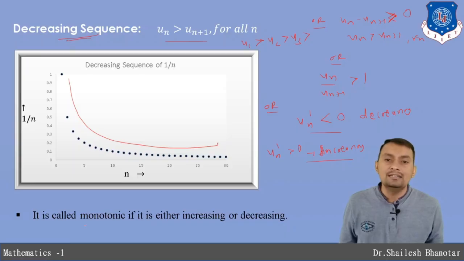A monotonic sequence is where the sequence is increasing or decreasing. That sequence is known as monotonically increasing, and also monotonically decreasing. Therefore we can say that it is a monotonic sequence.